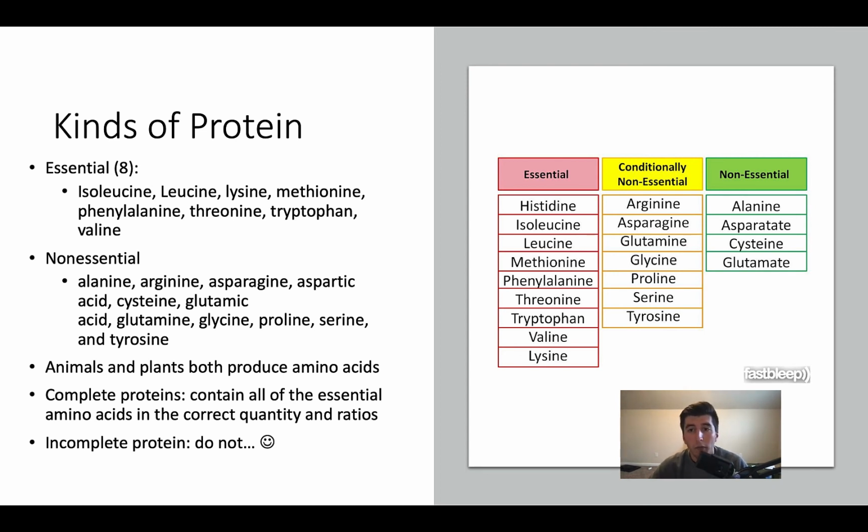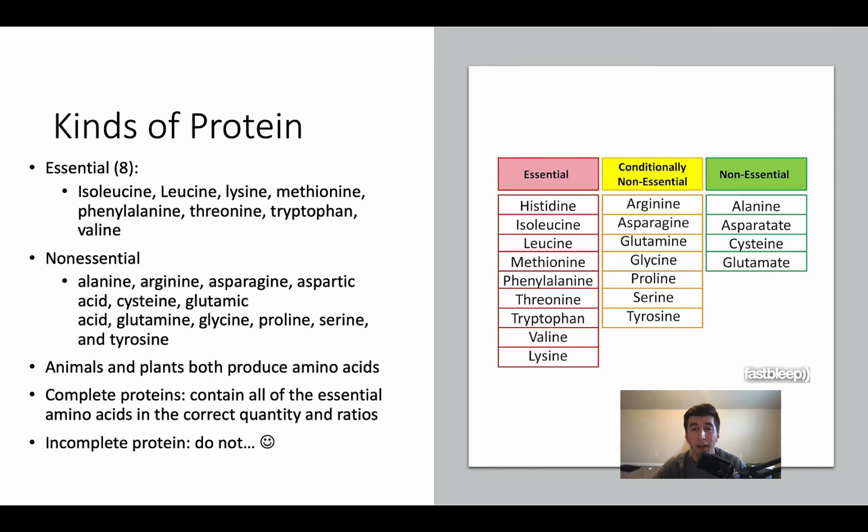A couple of them should kind of stick out to you if you're a sports supplement guy or gal, as branched-chain amino acids, and that's leucine, isoleucine, and valine, which are essential amino acids. Those are going to be in those BCAA supplements that you're taking. Now, animals and plants both produce amino acids.